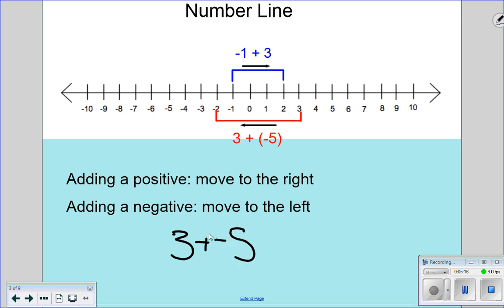And that is too many signs together. Some people would get confused about what they're doing. So that's why they put those parentheses around there, to show that that negative goes with that 5.